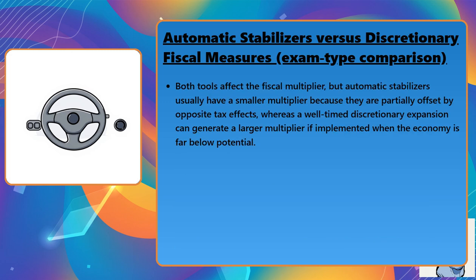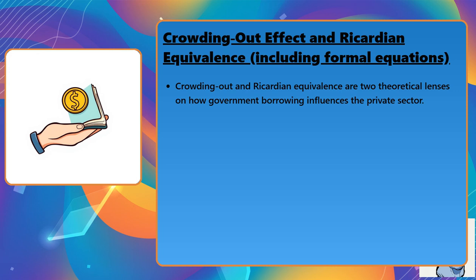Both tools affect the fiscal multiplier, but automatic stabilizers usually have a smaller multiplier because they are partially offset by opposite tax effects, whereas a well-timed discretionary expansion can generate a larger multiplier if implemented when the economy is far below potential. Crowding out and Ricardian equivalence are two theoretical lenses on how government borrowing influences the private sector.